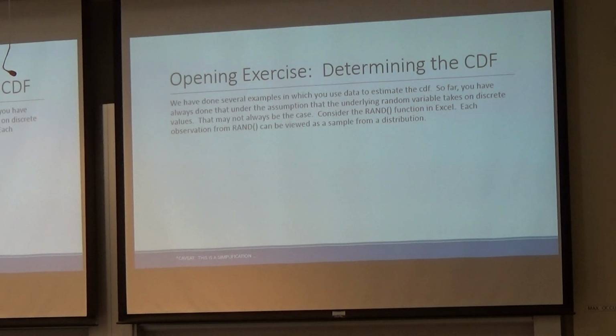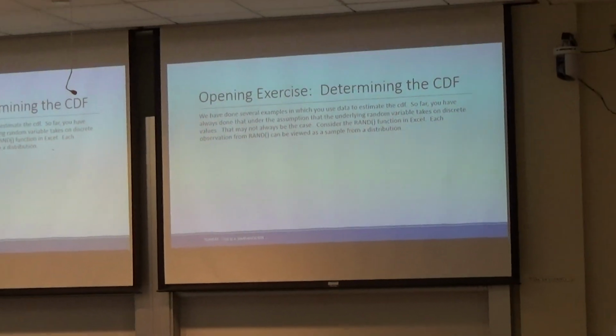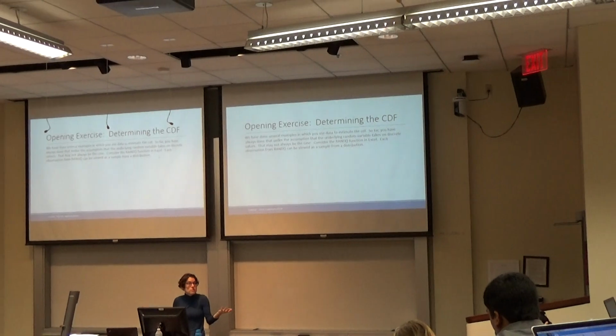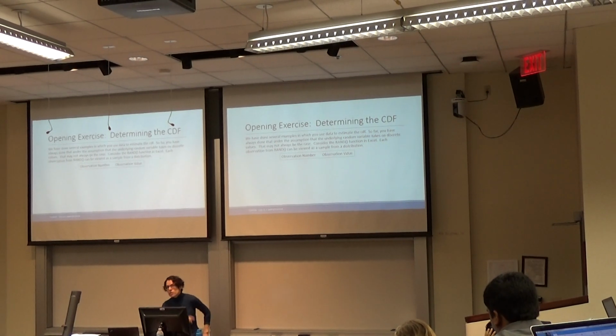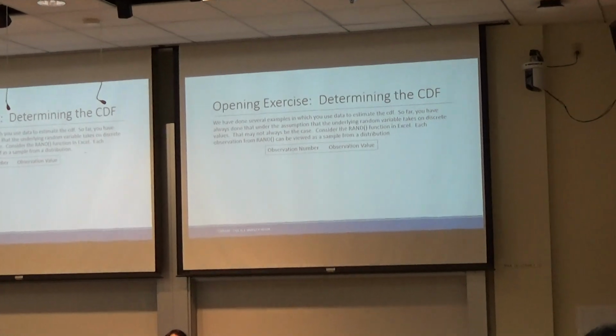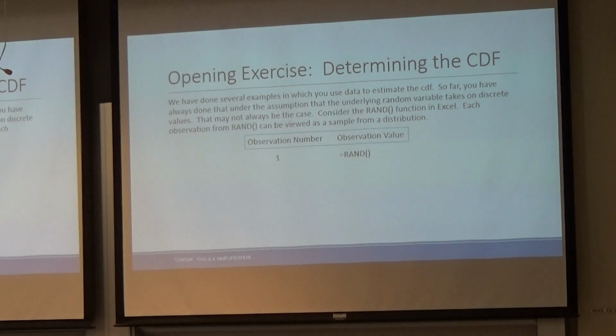Each observation from rand can be viewed as a sample from a distribution. I should be getting back something between 0 and 1. There should be some distribution of what I'm getting back. There should be some probability I get back something between like 0.4 and 0.6. So I want you to figure that out for me. There's an observation number, and you're going to type into Excel equals rand, and it's going to come back as something. Then you're going to do your second observation, typing equals rand, and it's going to come back as something. And you could keep doing this.